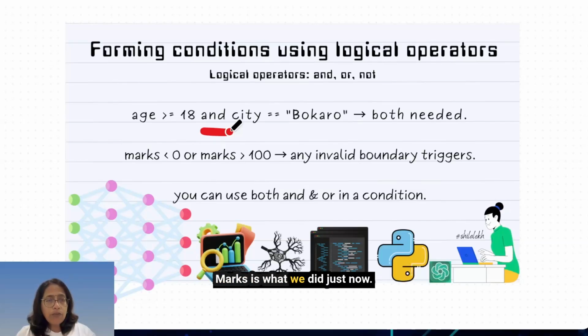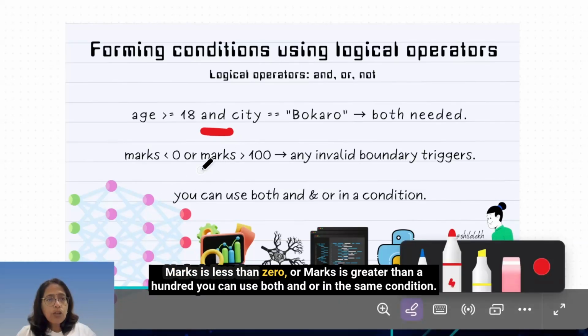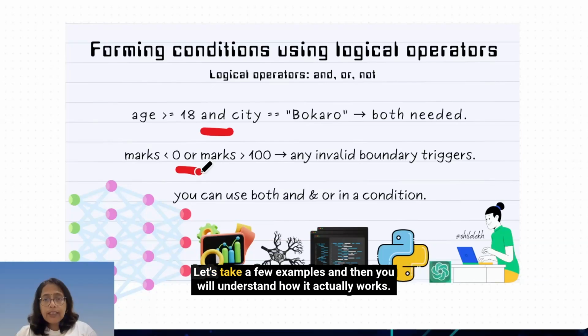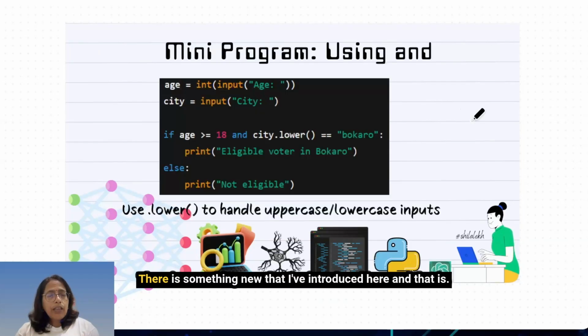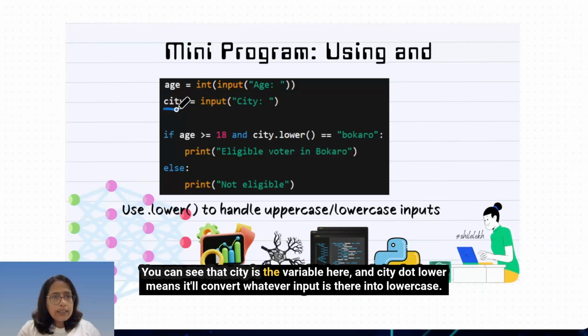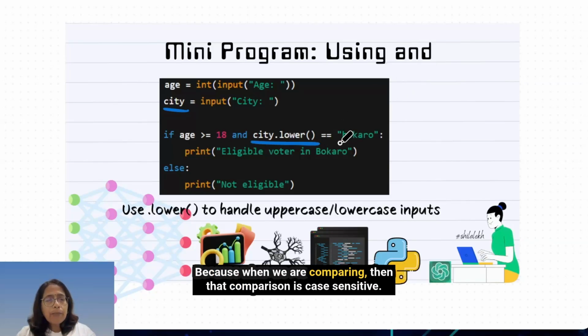Marks is what we did just now. Marks is less than 0 or marks is greater than 100. You can use both AND and OR in the same condition. Let's take a few examples and then you will understand how it actually works. There is something new that I have introduced here, and that is city.lower. You can see that city is the variable here, and city.lower means it will convert whatever input is there into lowercase, because when we are comparing, that comparison is case sensitive.